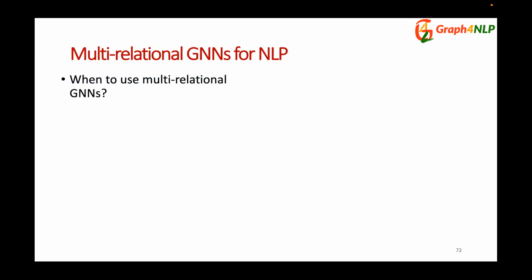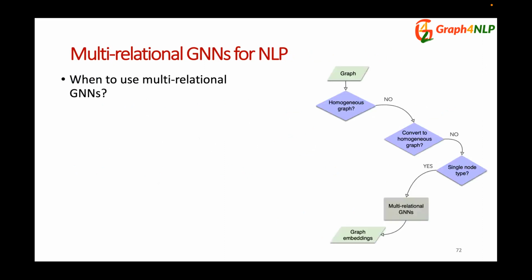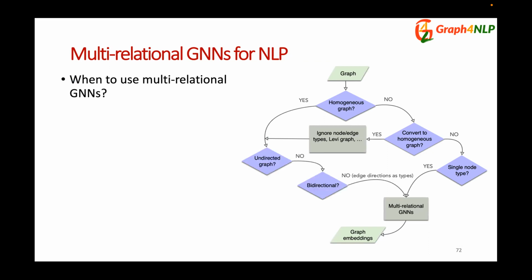So then let's talk about multi-relational GNNs for NLP. When to use multi-relational GNNs? Given a graph, if it's a non-homogeneous graph which contains multiple edge types, we can apply multi-relational GNNs to it. Or we get a homogeneous graph, but it's a directed graph, as we previously mentioned. We can regard the edge direction as edge types, which will give us the multi-relational graph. Then we can also apply multi-relational GNNs to it.